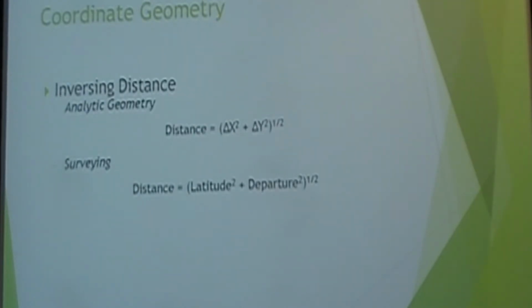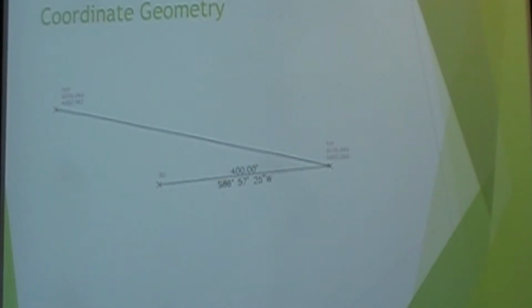Alright, so distance is a lot more straightforward. We don't have to worry about the signs on that, because they're going to come out when you square them. But basically you're just taking your delta x squared plus your delta y squared, square root, and in surveying it's a latitude squared plus departure squared, square root. So a lot less mistakes are going to occur due to distance. In fact, no mistakes should occur due to distance, but angles are the things that we have to really pay attention to. Alright, so here's a quick example.